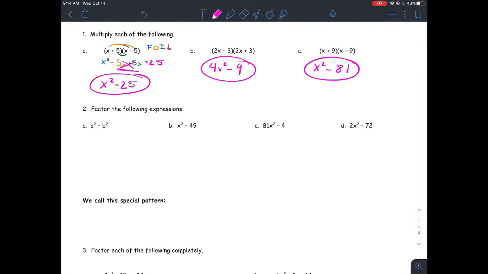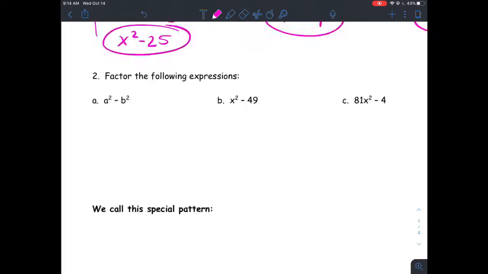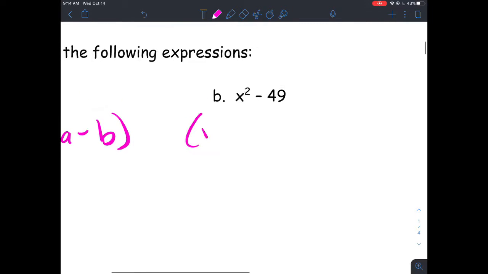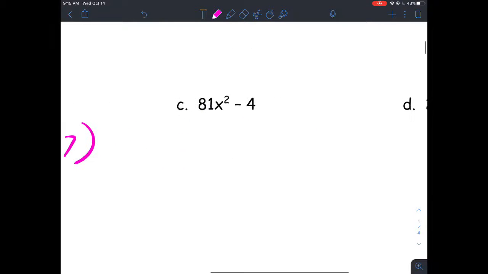Now it says factor the following expressions. So notice, right? Hopefully now this is kind of reminding you of something we've already done, right? This is that difference of two squares, right? So if you recall, we do a plus b, a minus b. x plus 7, x minus 7.